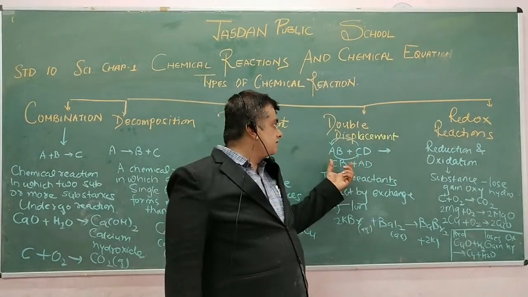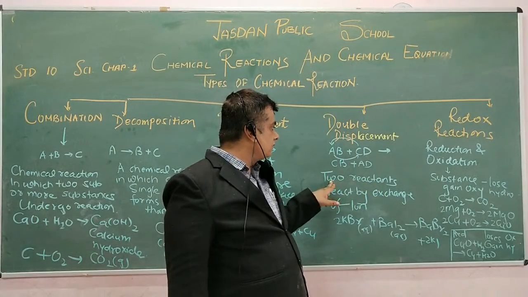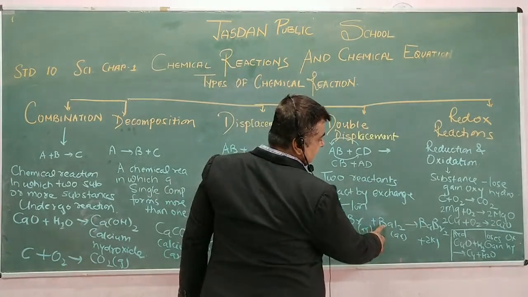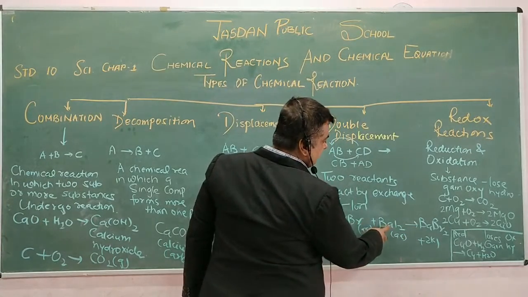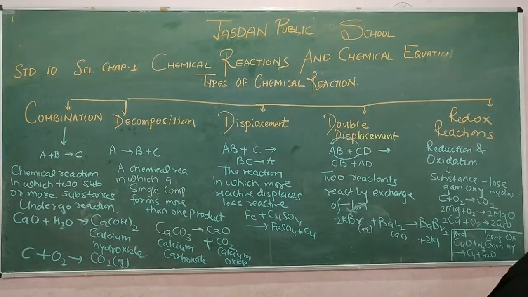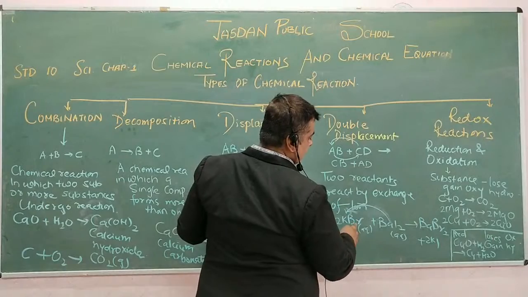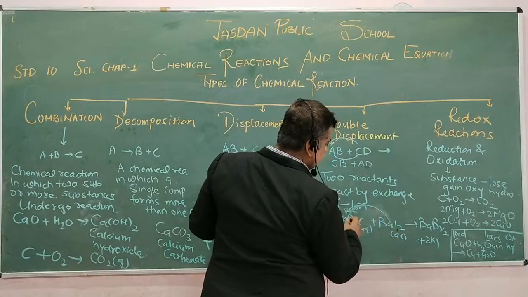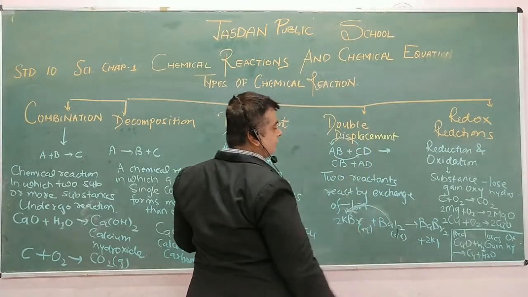Then here it is the double displacement reaction. Two reactants react by exchange of ions. You can see potassium bromide plus barium iodide. Here, instead of potassium, barium is taking the place with the bromide, and instead of the iodide, the potassium is taking its place, so barium goes to this side and potassium goes to that side. Each exchange is vice versa, so there is a double displacement of elements.